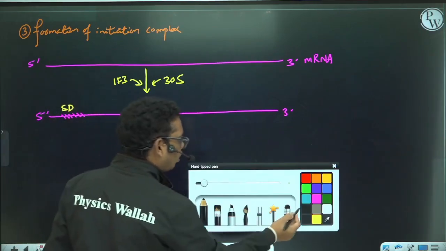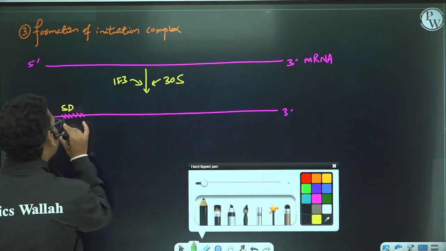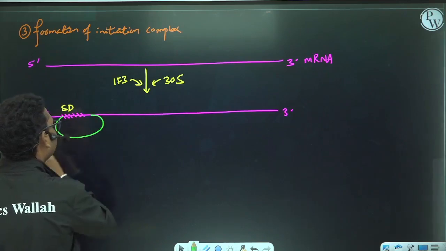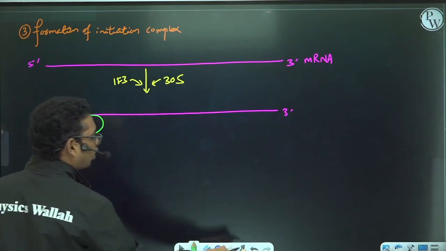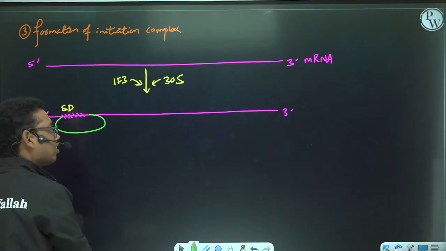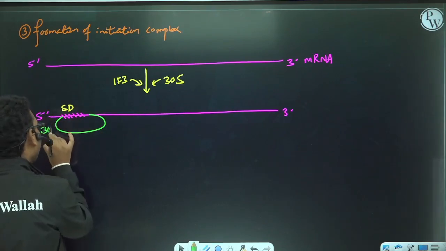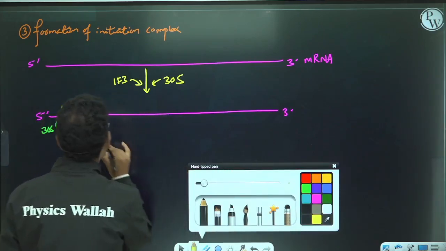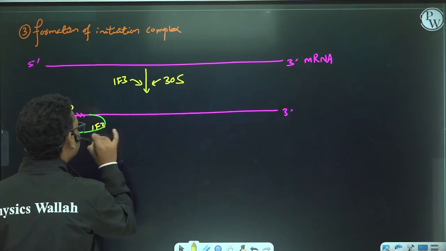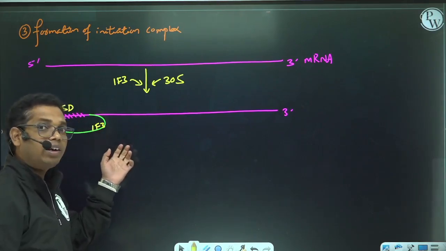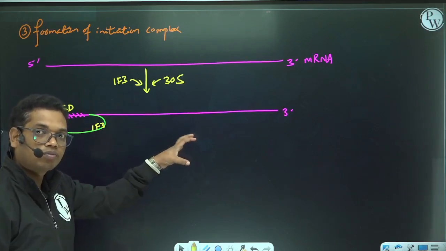And now what is going to happen? The 30S subunit will come and bind here. This is the 30S subunit of the ribosome. And along with that, IF3 will also get bound. So here this is the IF3. And whenever the IF3 is bound, it will prevent the binding of the larger subunit.